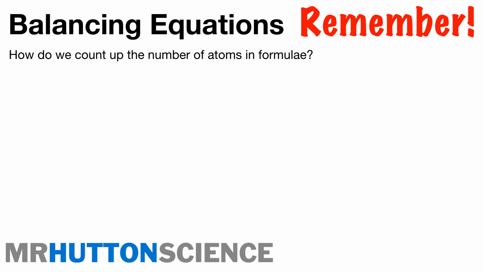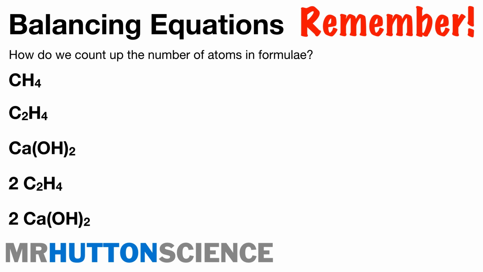So there's a few things to remember. Apart from our rules, we do need to be able to count up the number of atoms in a formula. We've got some examples of formulae here, and we're just going to run through how to count up the number of atoms. The first one, CH4: we've got 1 carbon and 4 hydrogens. The subscript 4 just relates to the hydrogen, not the carbon before it. The next one down, we've got C2H4. This means we've got 2 carbons and 4 hydrogens.